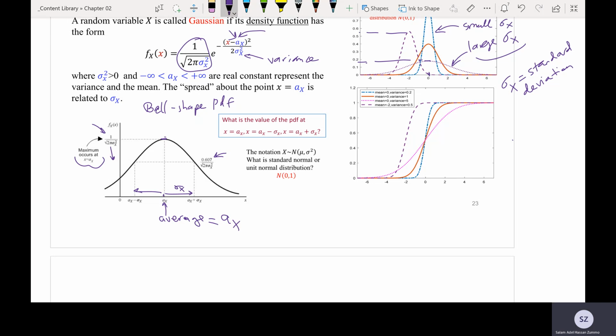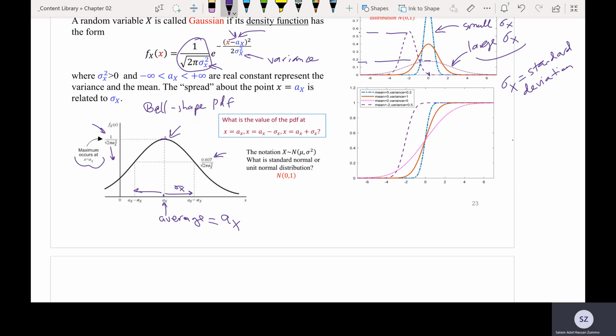So the PDF looks like this. It's 1 over the square root of 2 pi sigma x squared, which is the variance, times e to the minus, in parentheses, x minus the average, all squared, divided by twice the variance. Okay. It looks like this. Why does it look like this? Because this function describes this bell shape.